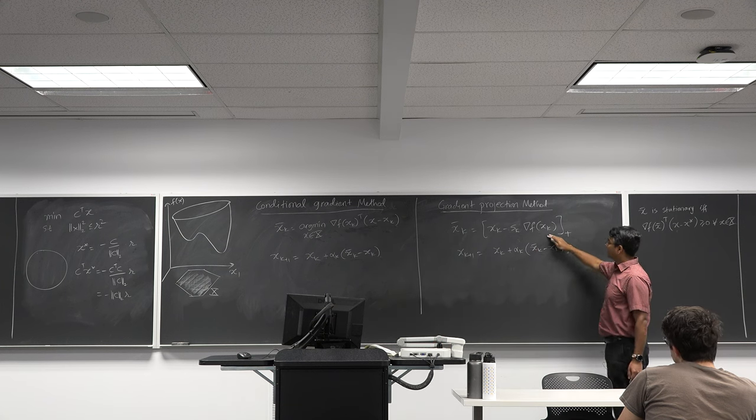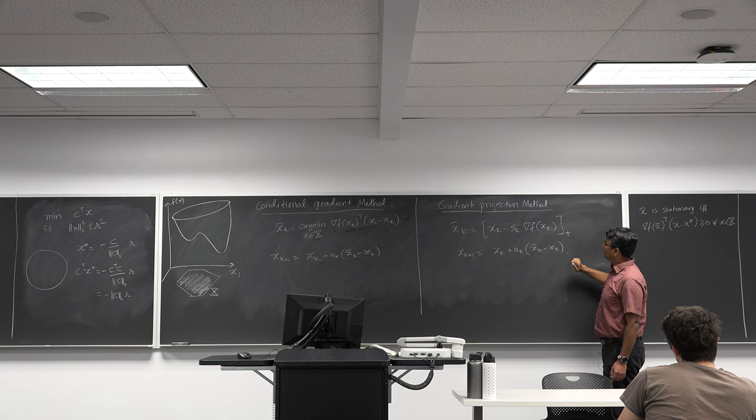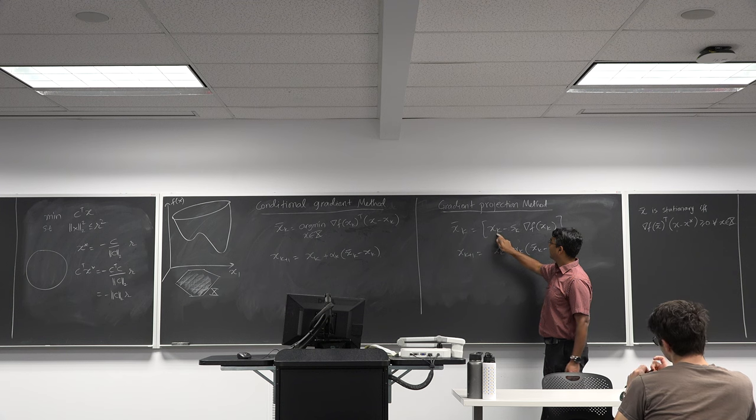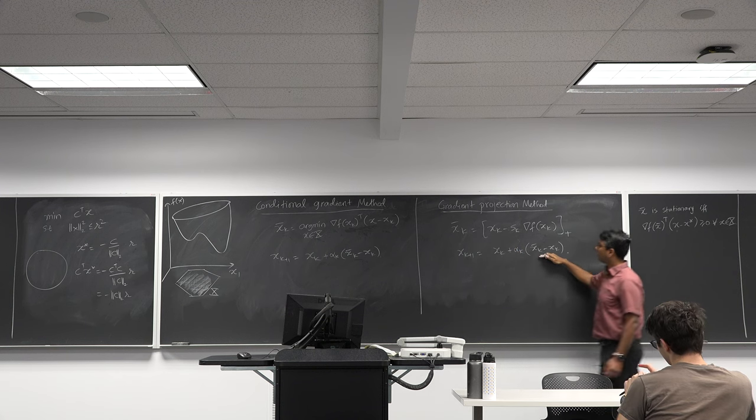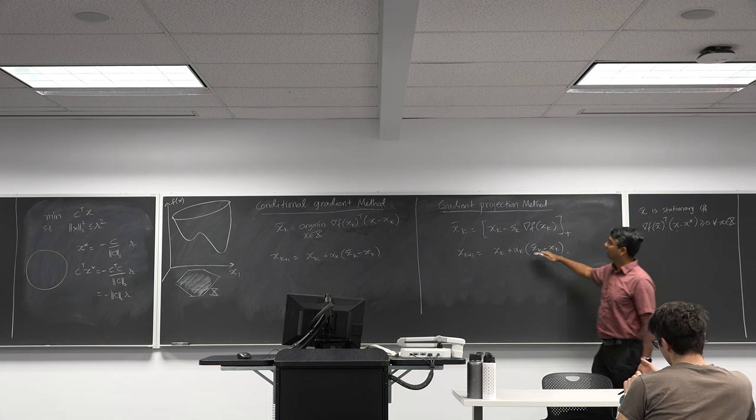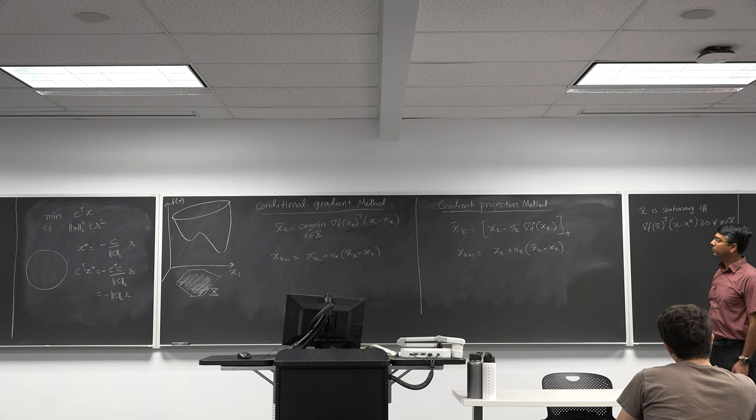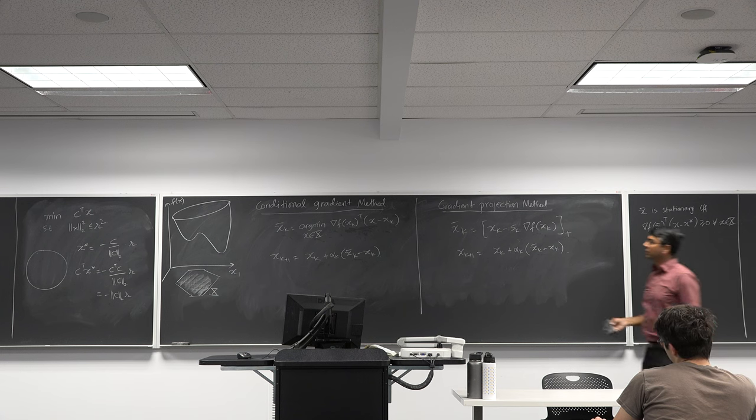And in this case, once you figure out x bar k, it turns out that x bar k equals xk itself, in which case you're not moving in any direction. And then you know that you are already at a potential local minima. So that's the only part you need to remember.